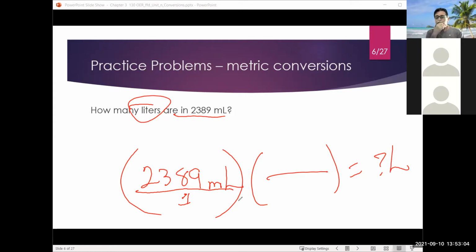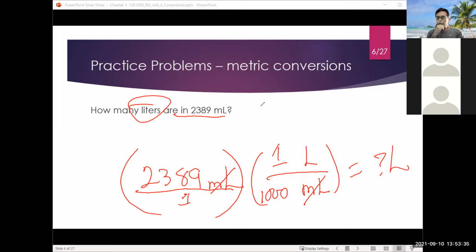All right, so I got milliliters here. I need to find a factor that will have milliliters in the denominator and liters in the numerator, okay? Setting that up, I can see that milliliters cancel, and I know that in 1 liter, I have 1,000 milliliters, okay? So I set that up.